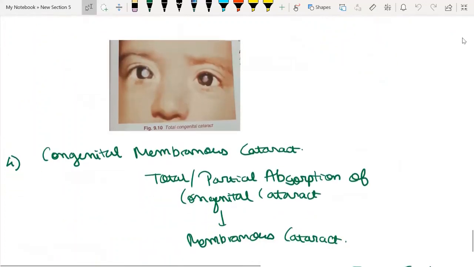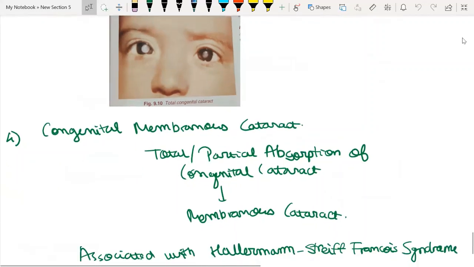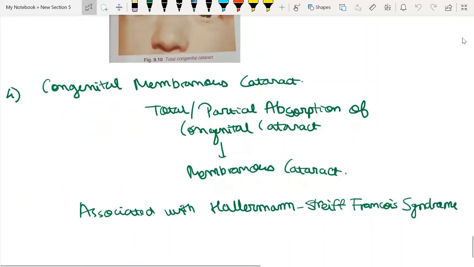The fourth and the last type of cataract we have is the congenital membranous cataract. Total or partial absorption of the congenital cataract leads to the formation of the membranous cataract. The formation of the membranous cataract is in association with the Hallermann-Streiff-François syndrome.